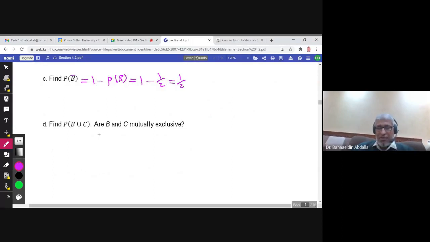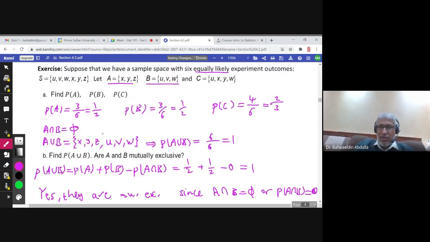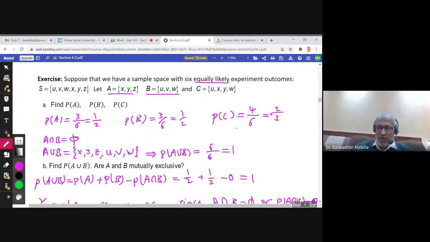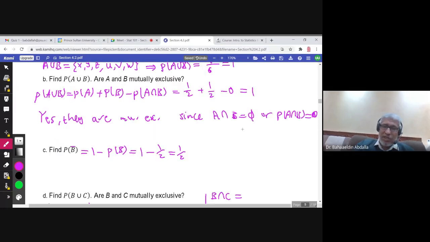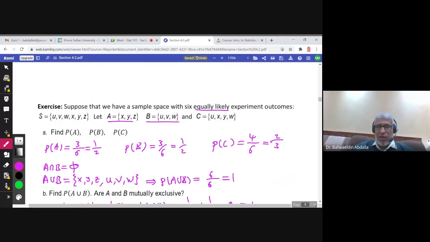Find probability of B union C. I will use the formula, although you can use the other method. It is probability of B, which is half, plus probability of C. Probability of C is 2 over 3, as we found in part A, minus probability of B intersection C. So we need to find B intersection C first. This is B and this is C. The intersection, any outcome in common.